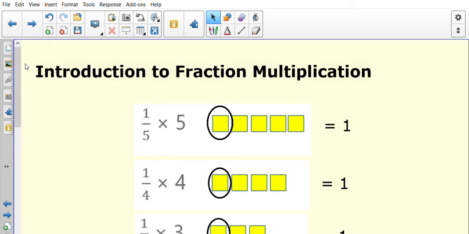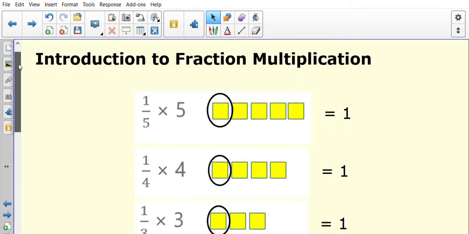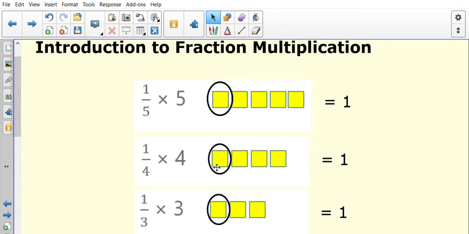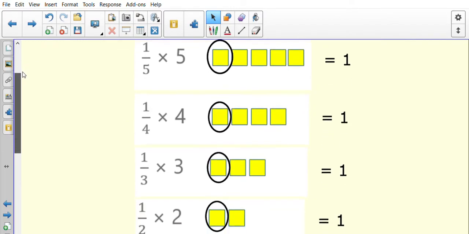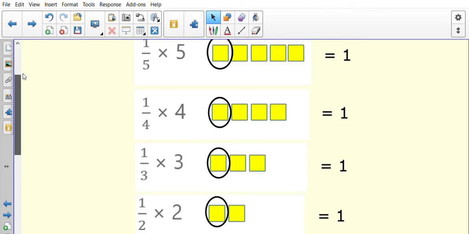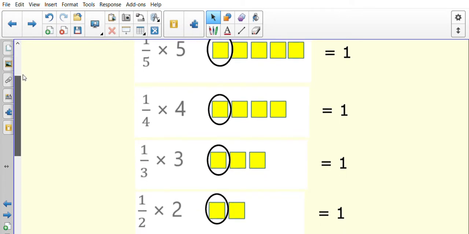If I look at a quarter times 4, so a quarter of 4, again that's just 1 part. A third times 3, so 1/3 of 3 is 1. And a half of 2, so a half times 2 is also 1.